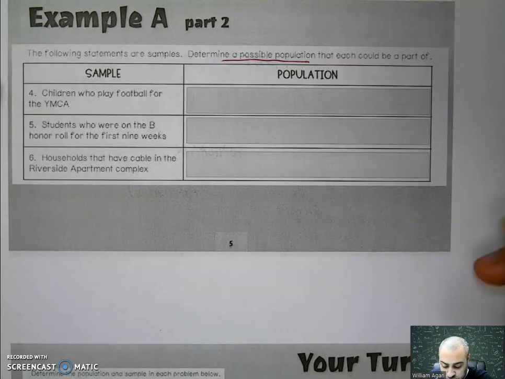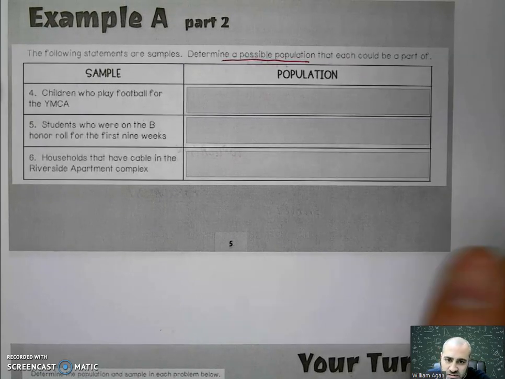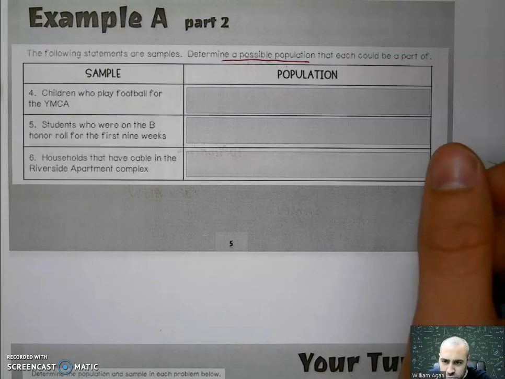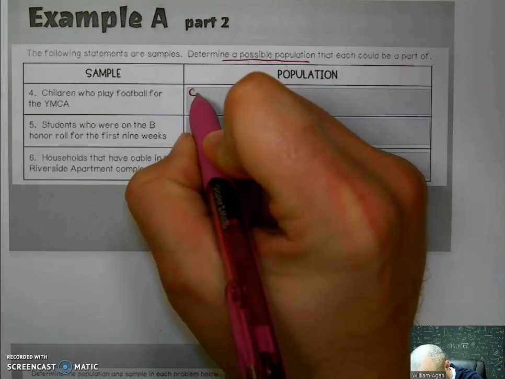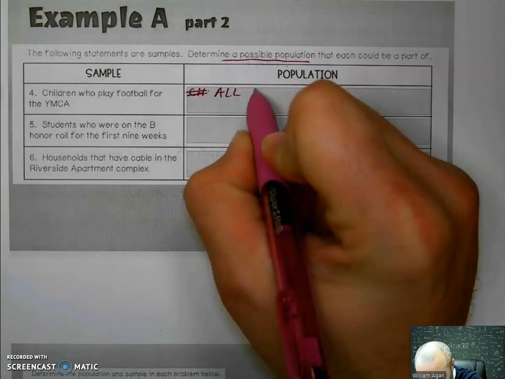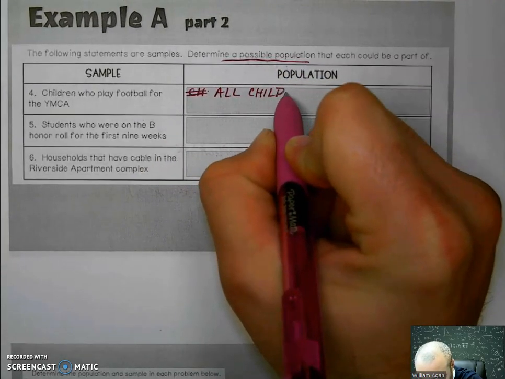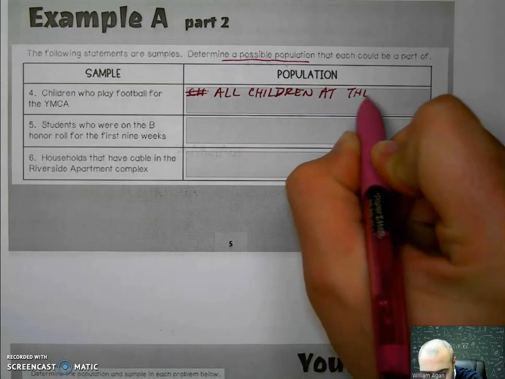Okay, well, a possible population could be everybody who goes to the YMCA, or even all the children that go to the YMCA, because out of all the children, they don't all play football. Some of them go to the YMCA to swim or stuff like that. So, there's bigger groups that you can think of pretty easily, I think. So I'm going to go with all children at the YMCA.